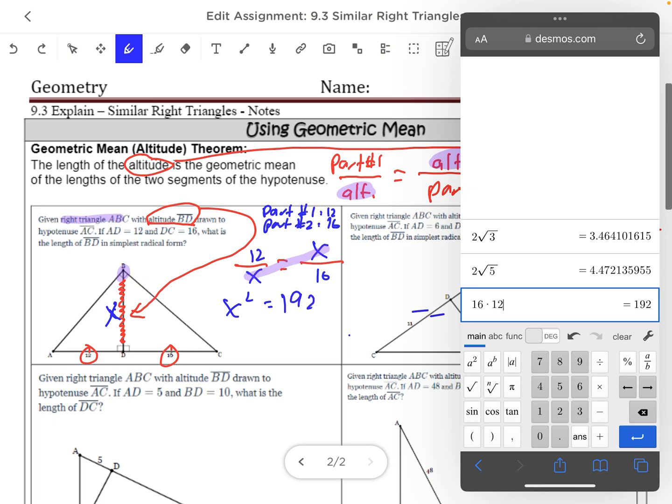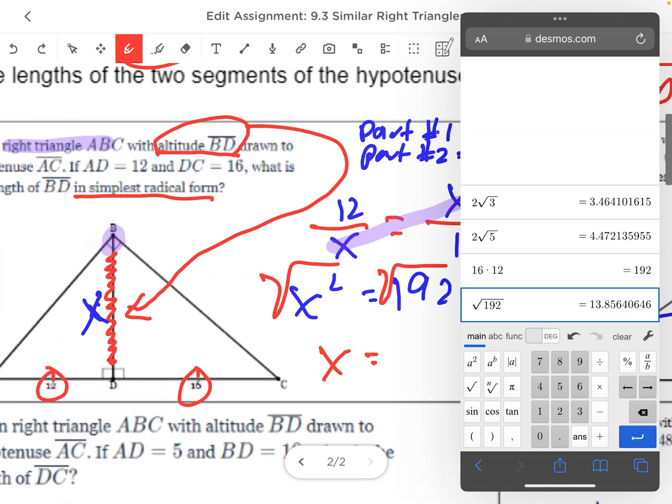Okay, now we know what to do next, right? We're going to take the square root of that to give us x. So that means I need to take the square root of that. But they want it in radical form. So I could put that in my calculator, right? Square root of 192. If they wanted a decimal answer, that would be the answer. But they want radical, and not just radical, but simplified radical, right?